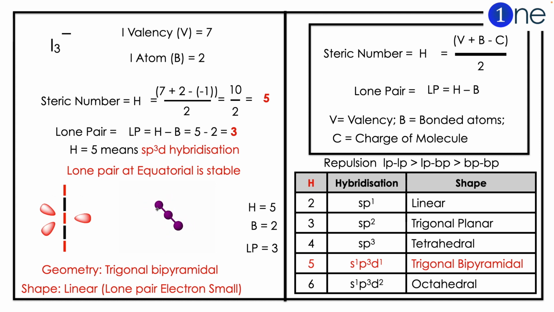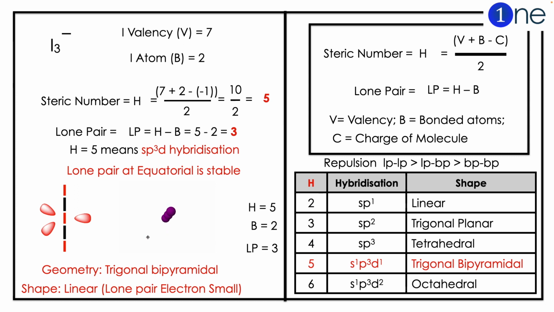Here iodine is the central atom, valency is 7, the bonded atoms are also iodine, so there is a charge, which is minus 1. If you substitute in the formula, you have 7 plus 2 minus 1, whole divided by 2, which gives 5. So lone pair will be 5 minus 2, which is 3. So H equals 5 means it's a trigonal bipyramidal structure with sp3d hybridization.